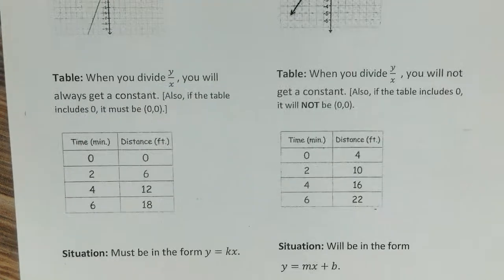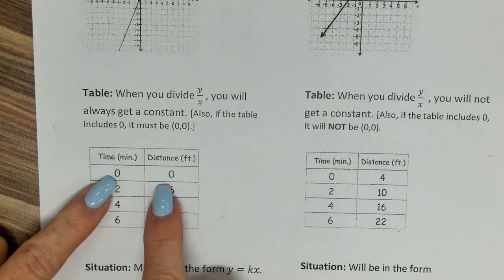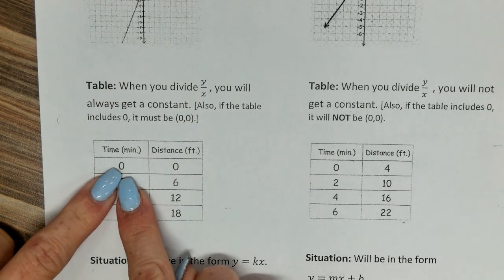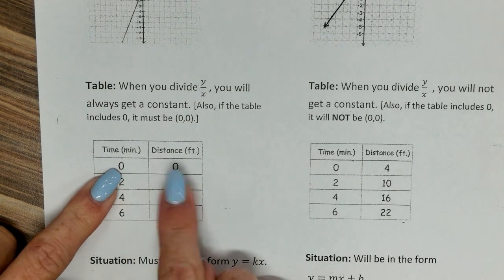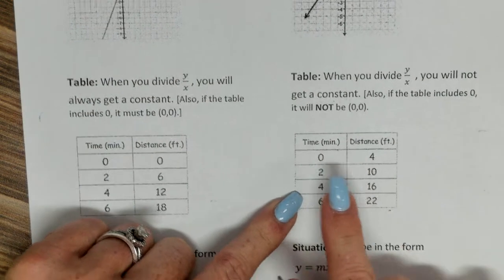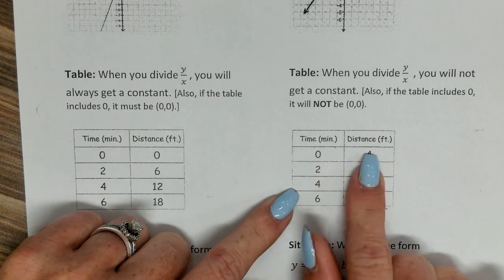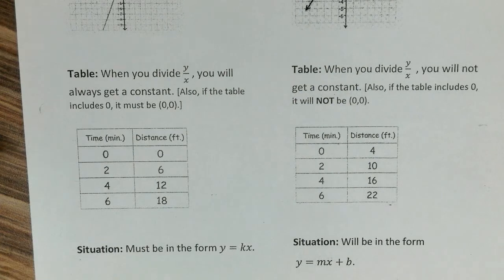Okay, on a table, how do you know if it's proportional or not? There's two things you can look for. Proportional, if it has 0, it will have 0, 0. That means it passes through the origin. Non-proportional, if it has 0, it won't be 0, 0. It'll be 0 with another number. So are y'all good with that?